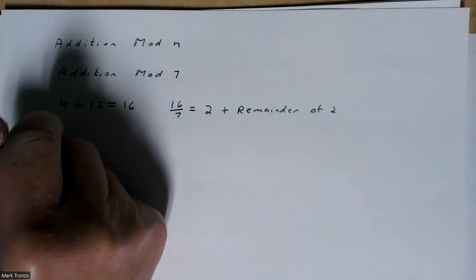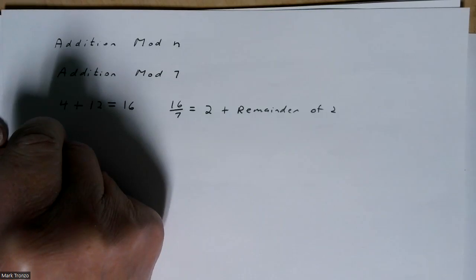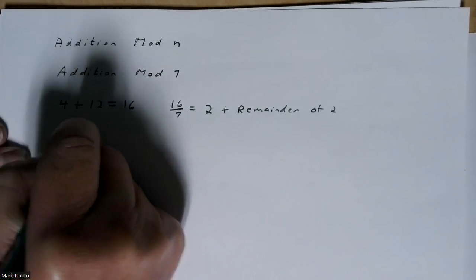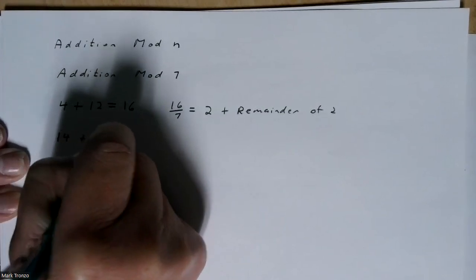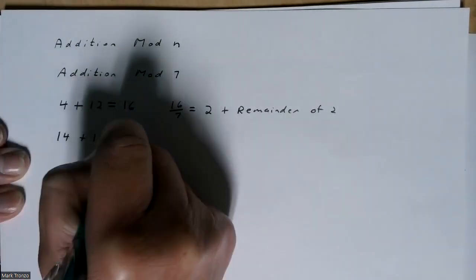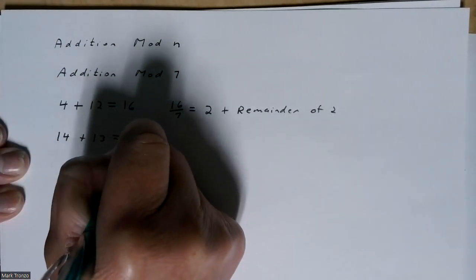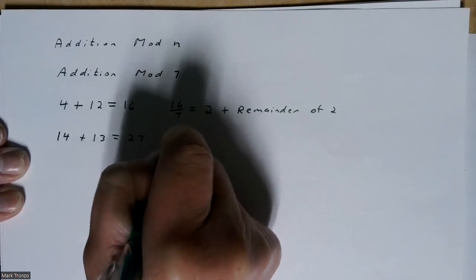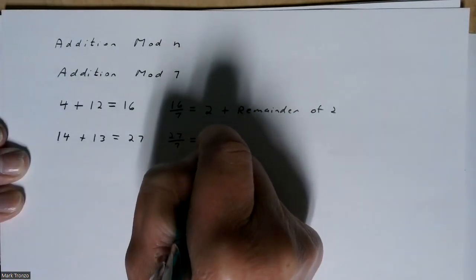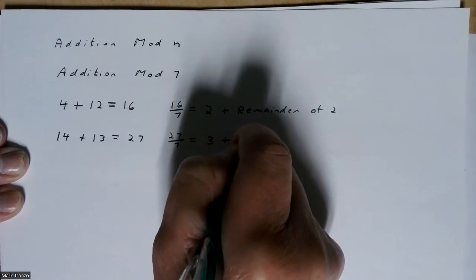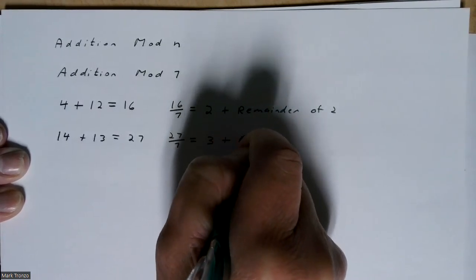Or if you have something like this, 14 plus 13 is 27. 27 divided by 7 goes in 3 times, and then the remainder is 6.